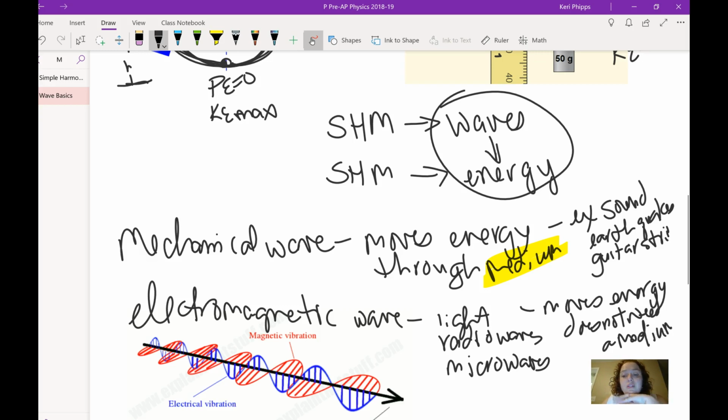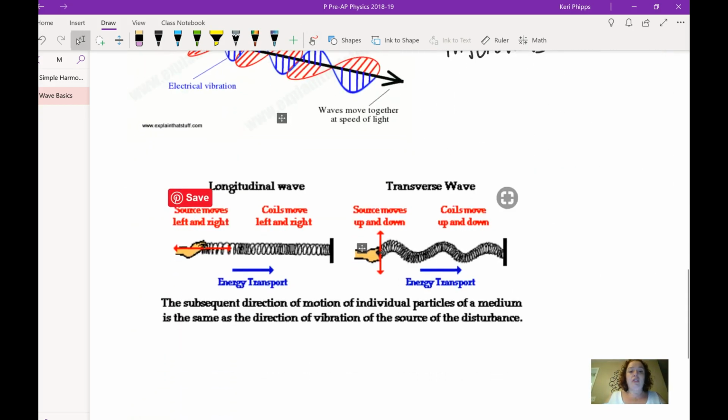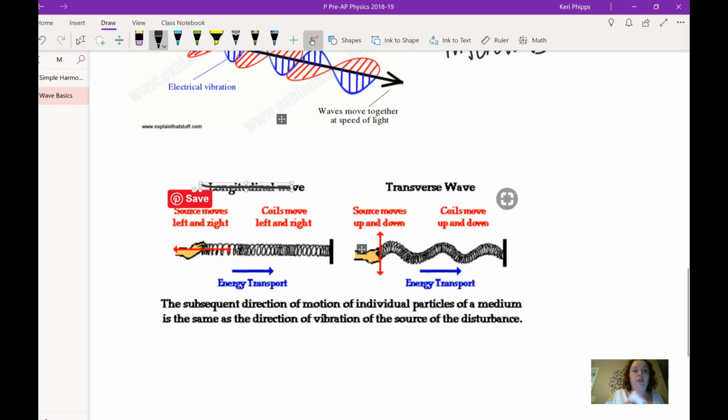So now the last question is, what is the shape of a wave? Now there are two possible shapes to the wave, and you're seeing them right here. We've got a longitudinal wave. Whoa, that was not what I wanted.